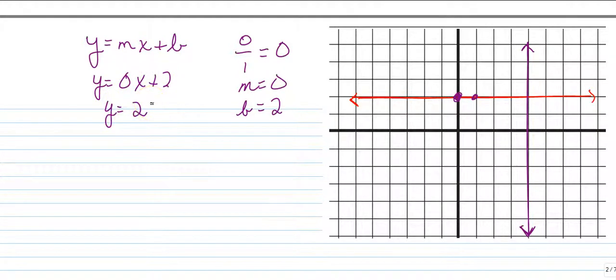Now in general, any horizontal line will just be in the form of y equals b. So wherever the y-intercept is, that will be the equation of the line. y equals 2 in this case, or if it were passing through, let me quickly sketch this green line, if it were passing through the point down below the origin, which is -1, the equation would be y equals -1.